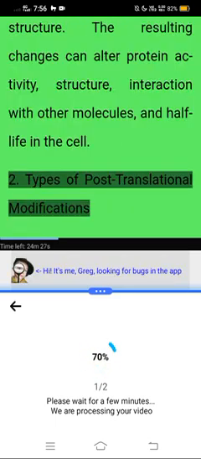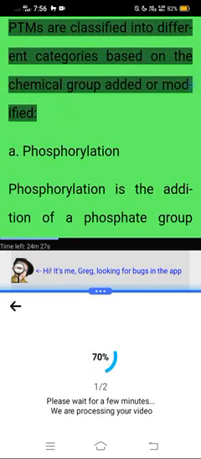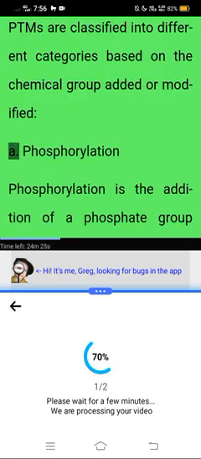2. Types of post-translational modifications. PTMs are classified into different categories based on the chemical group added or modified. A. Phosphorylation.